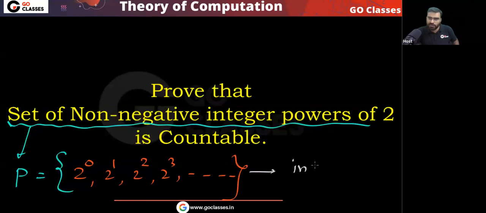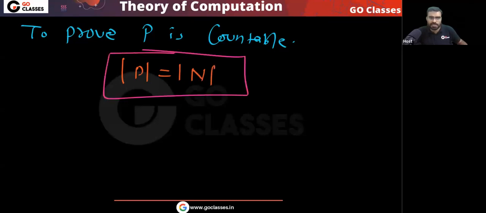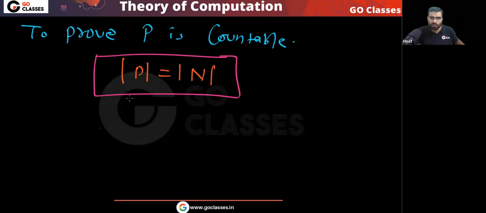To prove P is countable, what do you need to do? You already know P is an infinite set. So how to prove an infinite set is countable? You need to prove that it has the same size as the integers, or I can say the same size as the positive integers. This is what we need to prove. Agree with me?